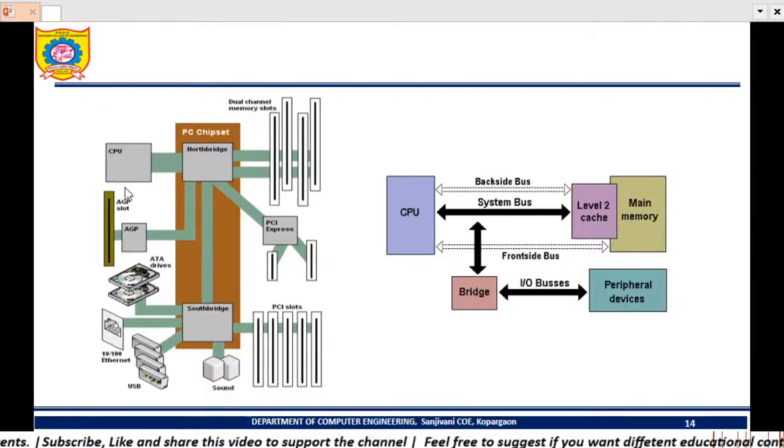So the CPU is the busiest person in our computer system. The next busy person is the Northbridge. The third one is the Southbridge. So the combination of Northbridge and Southbridge is called the PC chipset. So when you are buying any system, always remember that your chipset should be powerful so that it can handle more performance in your system.